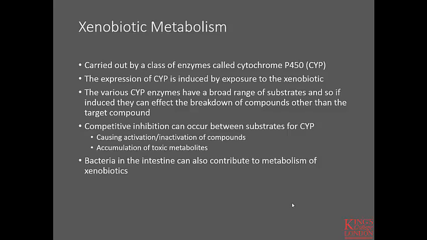Competitive inhibition can occur between substrates for some of the CYP enzymes, and this can cause activation or inactivation of certain compounds at different rates, but it also can lead to the accumulation of toxins or toxic metabolites in the body, depending on how severe and regular the competition is. Bacteria in the gut can also contribute to the metabolism of xenobiotics because they can actually metabolize some compounds, and the resulting compounds are then recognized by the body as xenobiotic, or will actually activate or inactivate some compounds, which can then proceed through the CYP enzyme pathways.